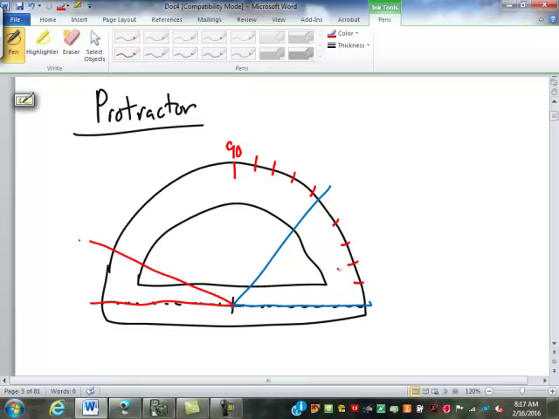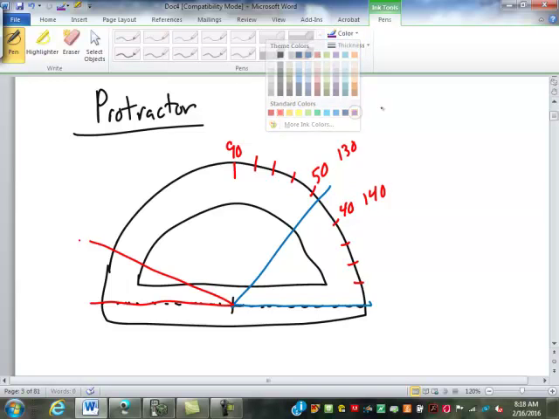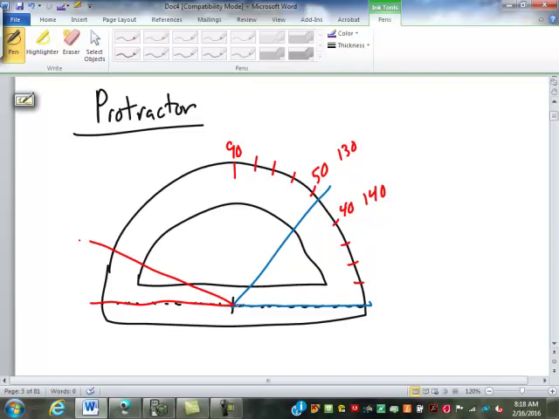Pretend those are evenly spaced. Let's say you're looking at this. This is labeled 40. Like that. How do I know which one to use? This says both 50 and 130 degrees. Well, two things. If my starting side is on this side, then I use the scale that starts at 0 here.